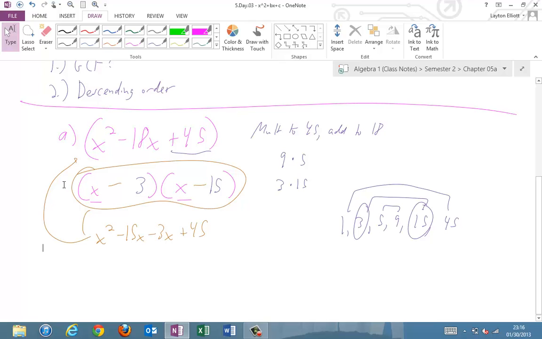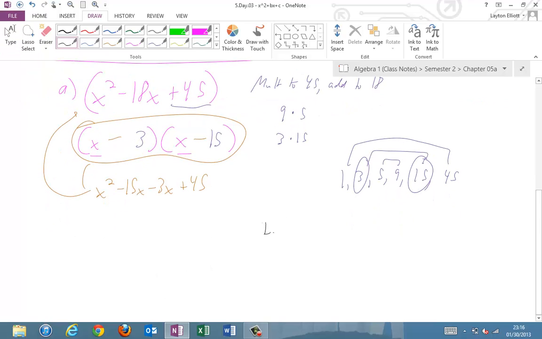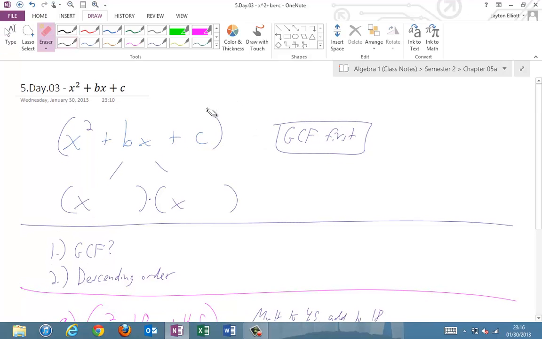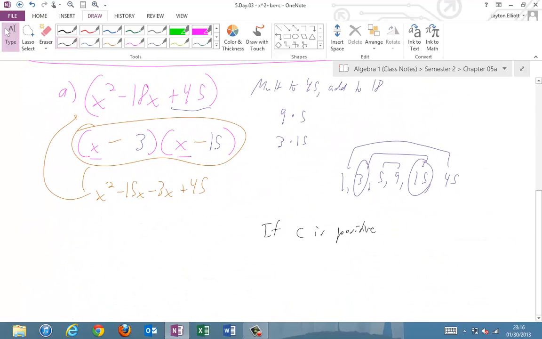So this kind of lets us know a few things. First of all, I'm trying to organize here. Let's put this off to the right here. If C is positive, if I look back up, C was this last term here. In this case, it was positive 45.